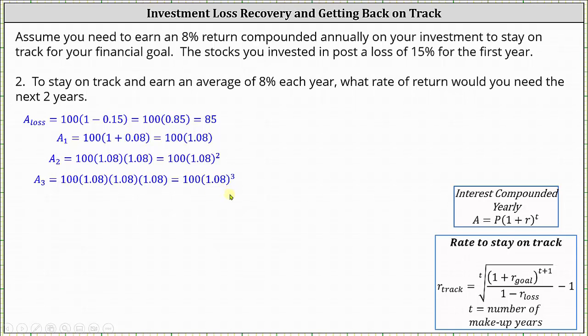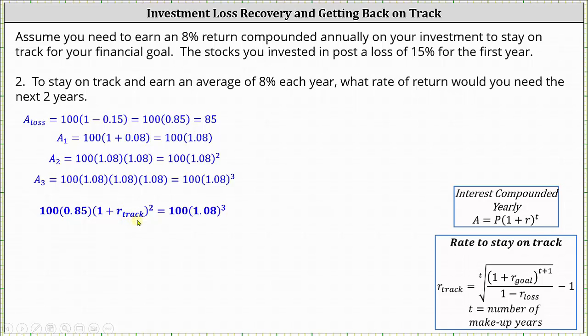So this represents what the account balance should be after the first 3 years. And now we need to determine what rate of return must be earned on $85 over 2 years to result in an account balance of 100 times the cube of 1.08. This gives us the equation 100 times 0.85, which is $85, times the square of 1 plus r sub T, where r sub T is the rate of return needed over the 2 years to get an account balance of 100 times the cube of 1.08. I'm purposely leaving the amounts as products because when solving the equation, it simplifies nicely in this form. And now we need to solve for r sub T.